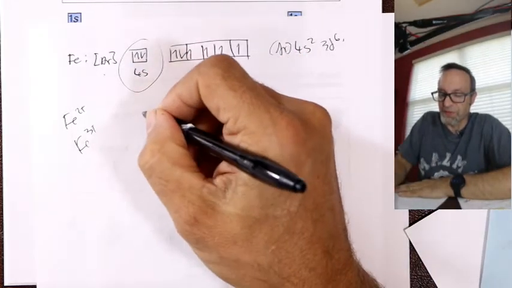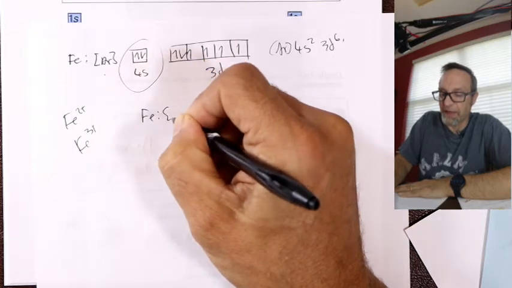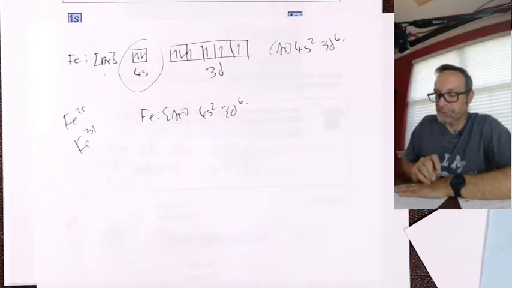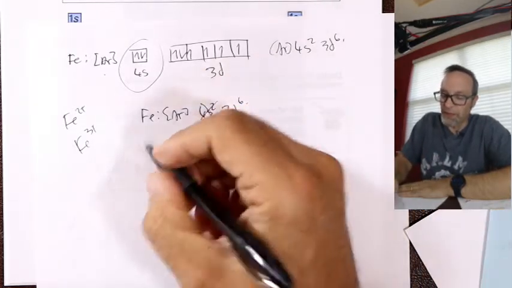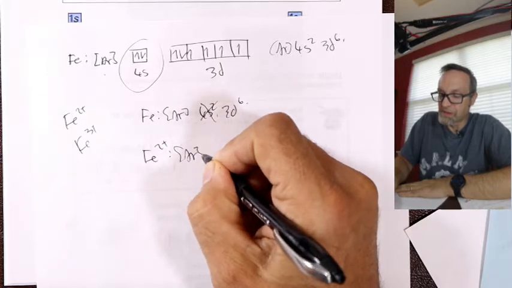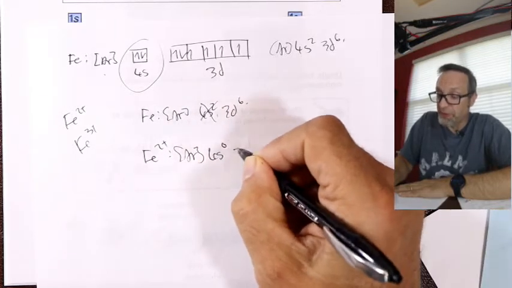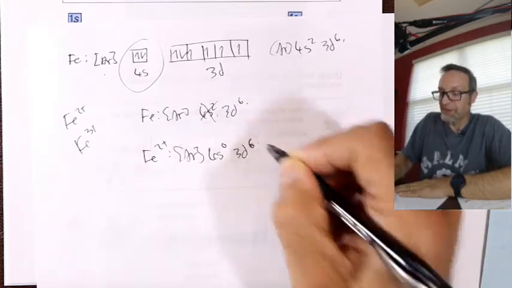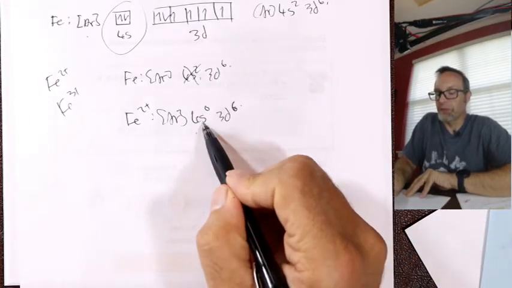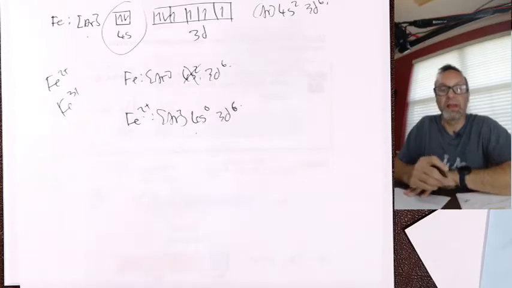So right now I've got Fe, Ar, 4s2, 3d6, right? When those two go, I get Fe2+, 4s0, 3d6, right? Okay, so that's the configuration. When I lose 2 electrons, that's the +2 ion, right?